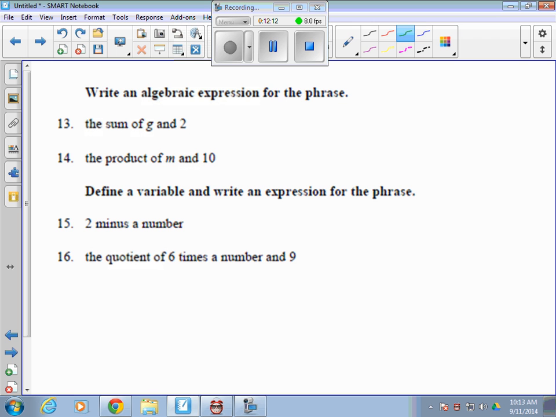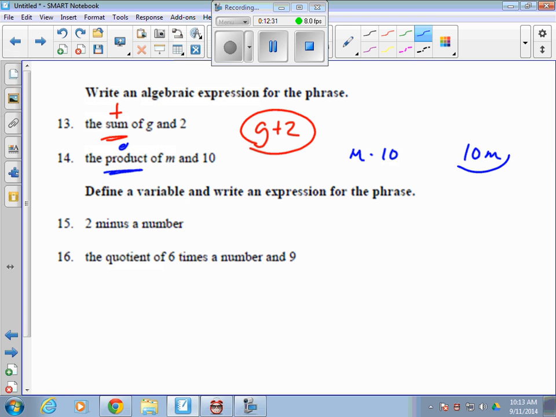Numbers 13 through 16 are very similar problems. We're writing expressions. 13 says the sum of g and 2. Sum means plus. So g plus 2. 14 says product. That means multiply. m times 10. That's one way to write it, or you can simply write it 10m. Both of those would work.